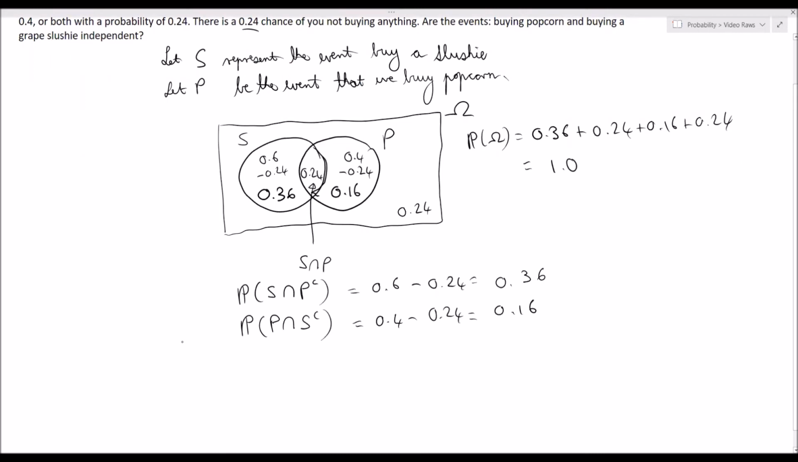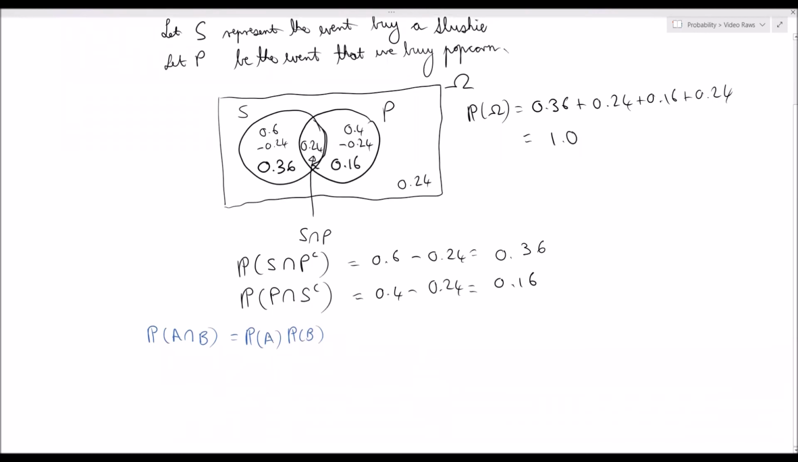So now that we've represented all of the information correctly using a Venn diagram, let's get to the underlying question. Are the events buying popcorn and buying a grape slushy independent? Well, what do we mean by independent? We should recall that events A and B are independent if and only if the probability of A's intersection with B can be written as the probability of A multiplied by the probability of B. Only if we can write the intersection as a product of the individual events' probabilities can we say that these two events are independent.